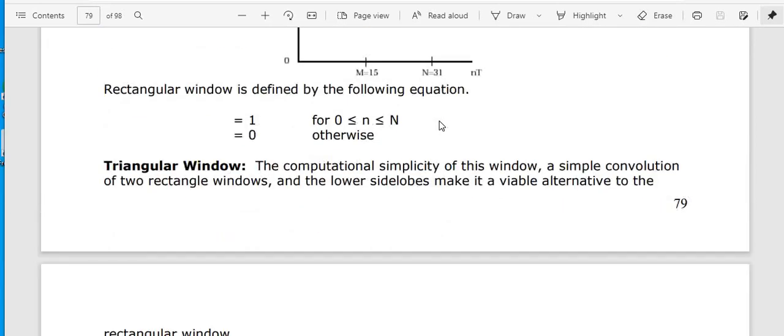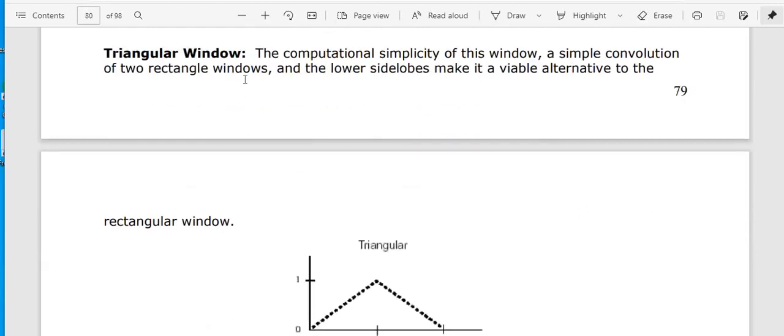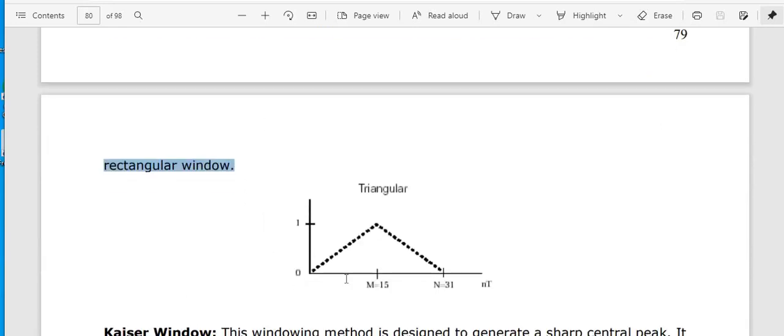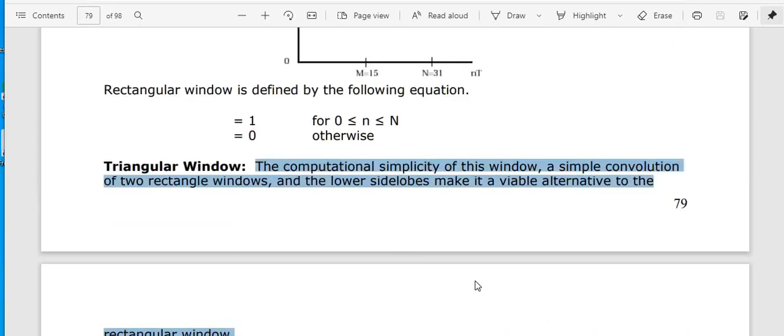Second type of window is what? Triangular window. Students, a triangle means this is a triangle only. How many samples am I using? 31. So 0 to 31 means 32, so the middle will be at 16, but here we'll take it as N minus 1 over 2, that is 15. Clear? This is my middle. This is my triangular window. One more name for the triangular window is Bartlett, B-A-R-T-L-E-T-T, the Bartlett window.